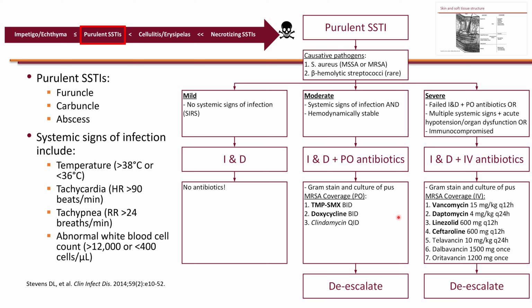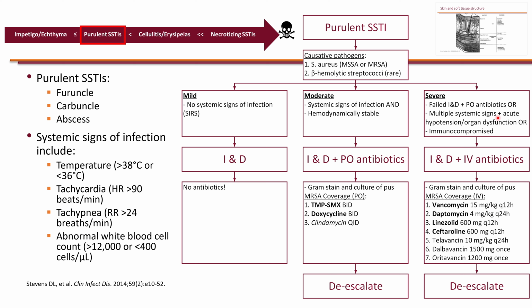Now, if there are culture results available, of course, we want to de-escalate once the culture results come back. Of course, these are pretty narrow in general, so there's not much we can de-escalate. But for example, when we go to severe, and that's essentially if somebody previously had incision and drainage and PO antibiotics and they failed treatment, they essentially get labeled as severe infection and they would require IV antibiotics in addition to incision and drainage.